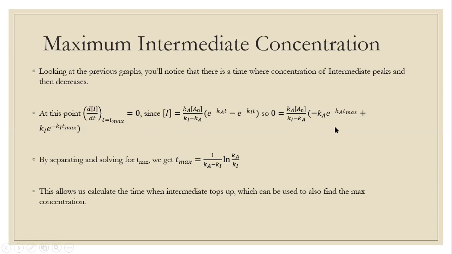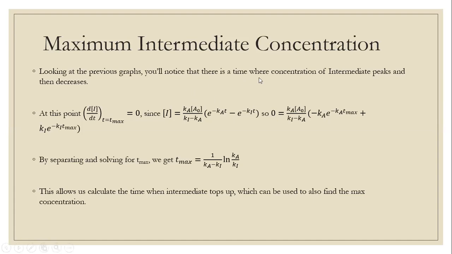So we can separate these guys. Because these are 0, all these constants can drop out. Thank God. So we can separate, get Ka e to the negative Ka t max on one side, and Ki e to the negative Ki t max on the other side. Essentially you can divide on both sides, take the natural log of both sides, and then solve for t max.